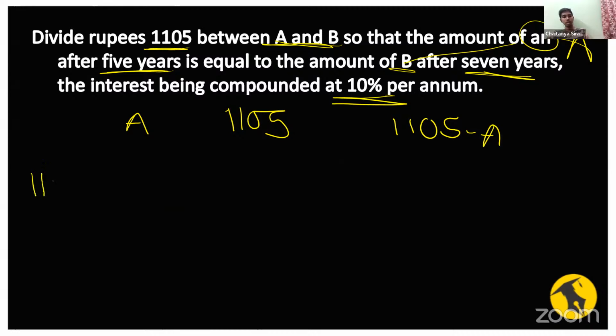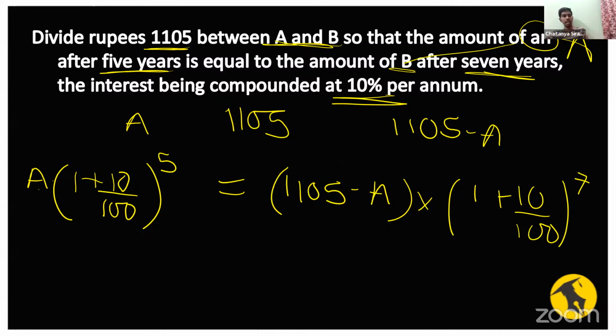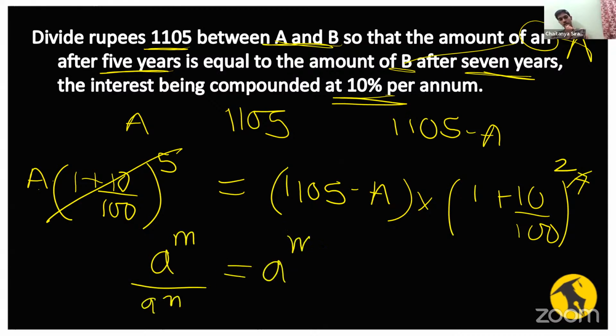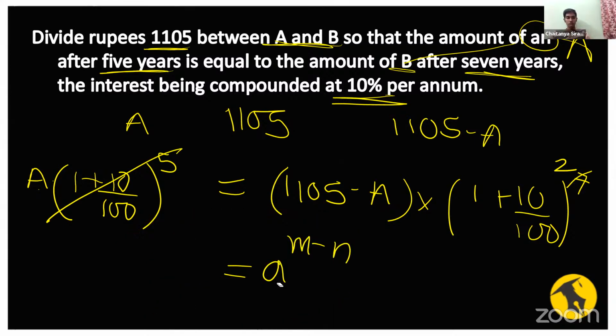So what would be the amount? A into 1 plus what's the rate of interest? 10% for 5 years is equal to 1105 minus A into 1 plus 10 by 100 to the power 7. Can I cancel this out? I will be left with 2 here, since 7 upon 5, I will get minus 2, since it is power, if you know the rule of indices. Alright, this is the rule I am referring to. So I would be left with what?